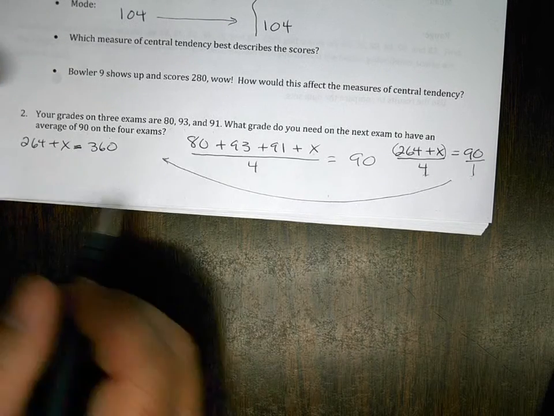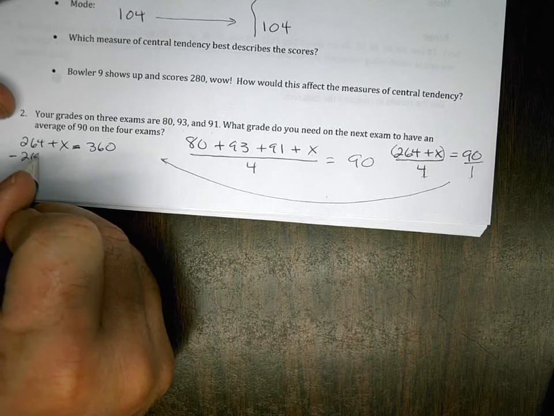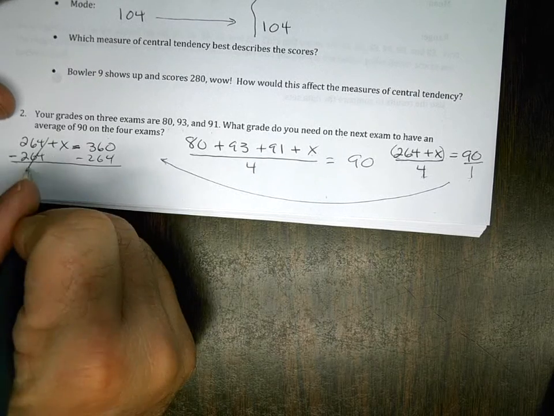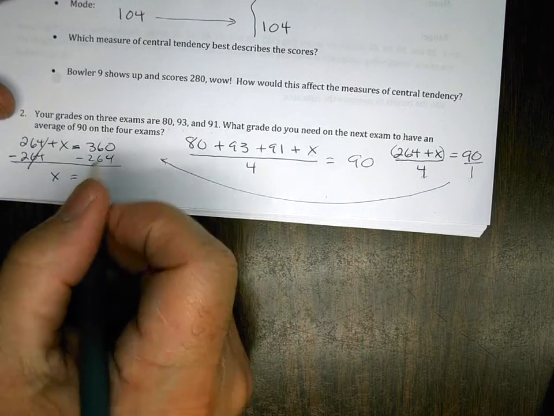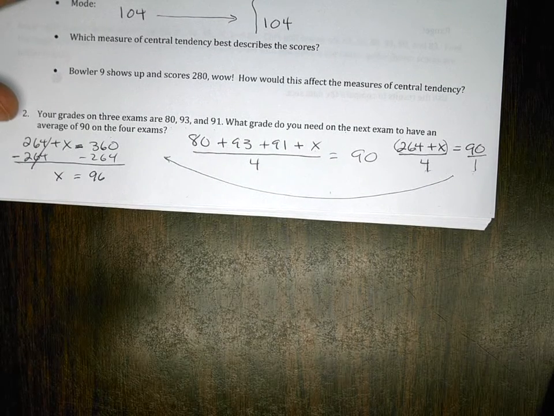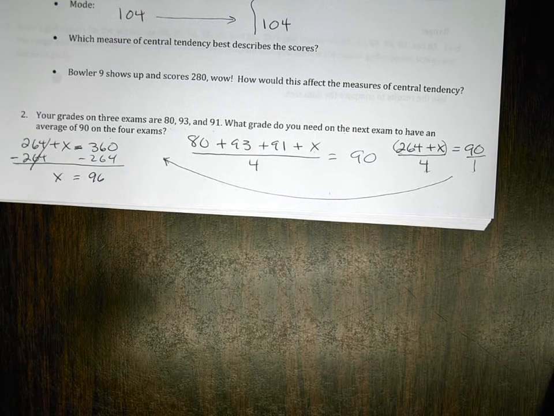Now all we have to do is subtract 264 from both sides. And we get x equals 96. So you're going to need 96 on that last exam if you plan to get an A in the class. Okay?